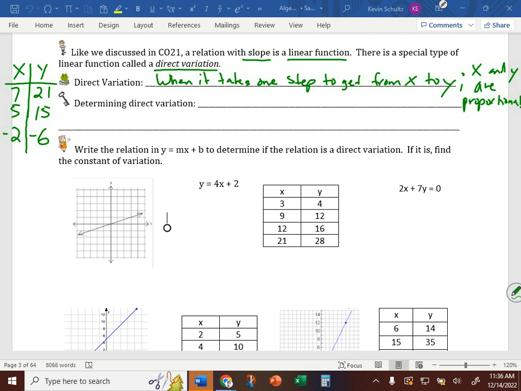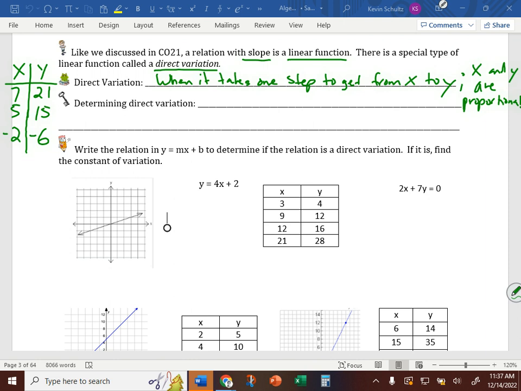How are they proportional? How does it fit the second part of that, Nick? Because they're all multiplied by 3, so they're all the same. Yeah, if you were to take 21 divided by 7, or 15 divided by 5, or -6 divided by -2, you get that 3, right? They're proportional because they all create equivalent fractions. Because remember, a proportion is simply a pair of equivalent fractions. So that's what we mean by it takes one step to get from x to y, and they are proportional.